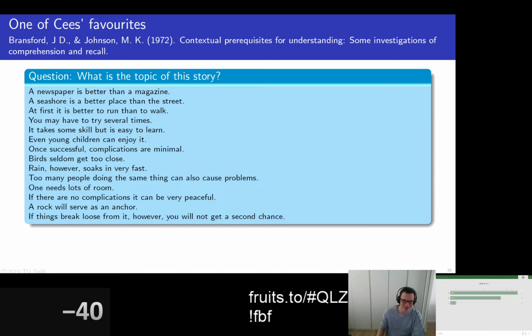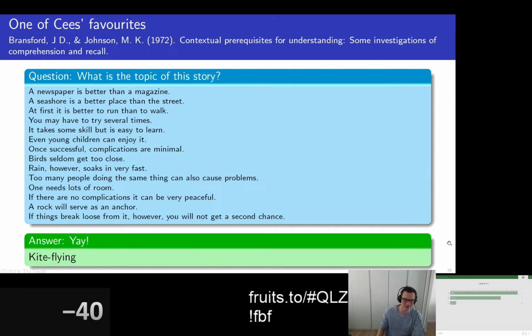Yeah, maybe. But what if I tell you that this story is actually about kite flying? Vliegeren in Dutch. Then suddenly, all of these sentences fall into place. If a rock will serve as an anchor, sure, you need a lot of room, birds seldom get close, young children can enjoy it. And this to me is another nice example of one of these problems in NP.